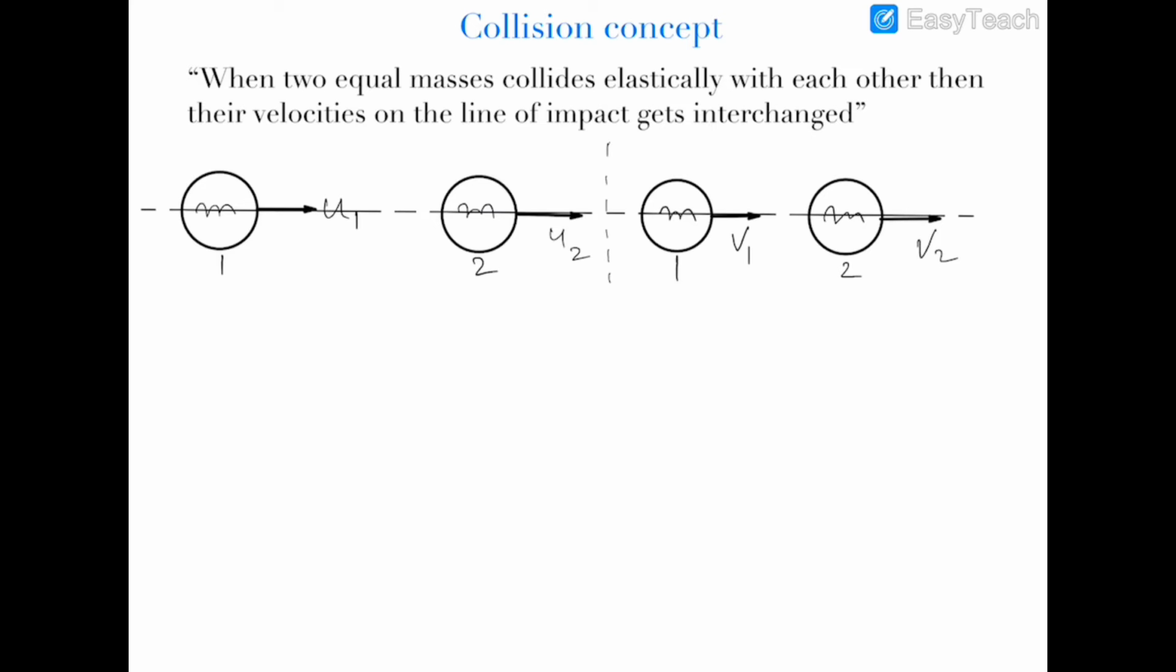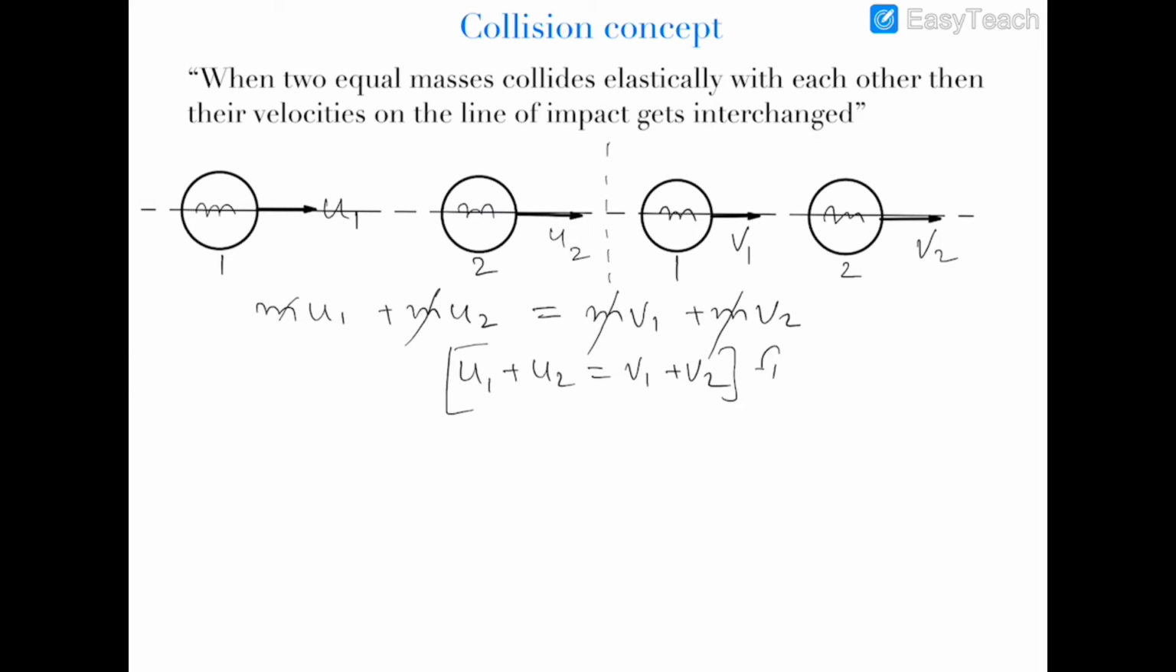So first of all, we balance the momentum and it says that mu1 plus mu2 is equal to mv1 plus mv2. So the equation will be u1 plus u2 is equal to v1 plus v2. This is the first equation.